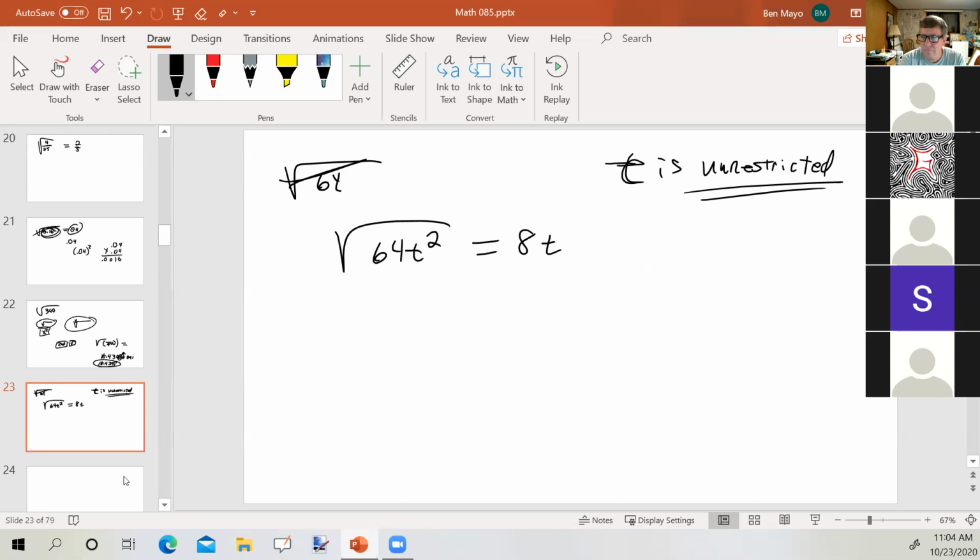That might get an absolute value because, hold on, the index is even, and so if t is unrestricted, then this could be positive or negative, which would make it incorrect. Yes, good job, Anthony. There's your correct answer. So this requires an absolute value symbol around the t.